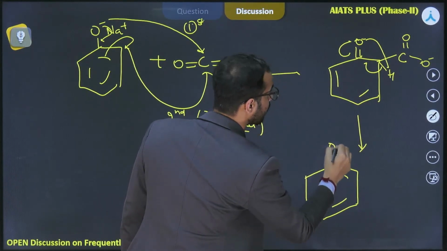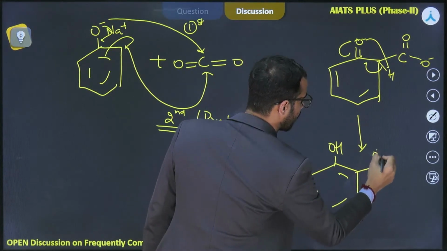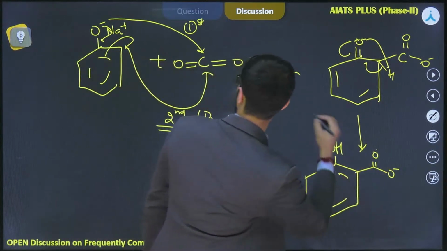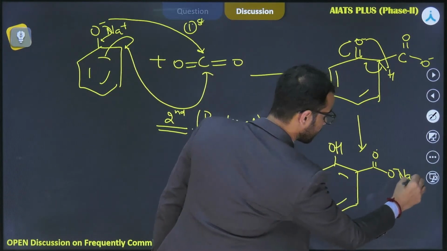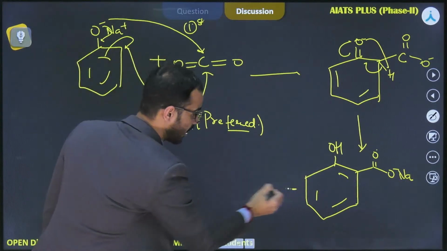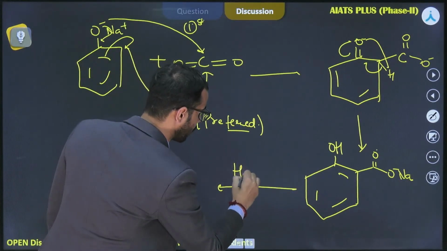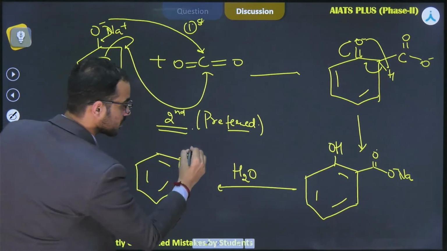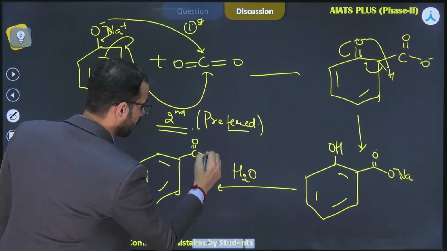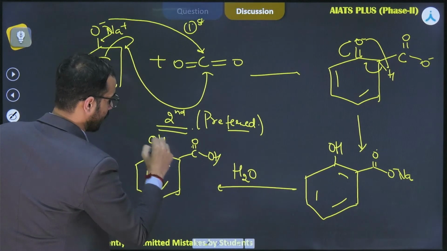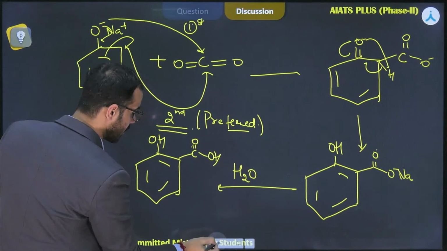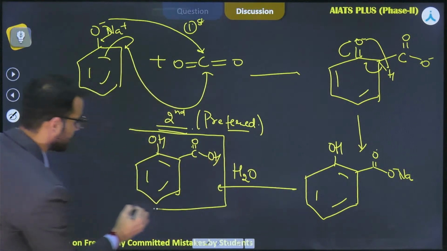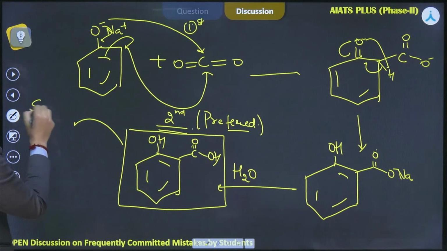You will be having O-H, C double bond O minus, and there will be the presence of Na, the sodium salt of salicylic acid. And now you are reacting with water, you will be having C double bond O, OH and OH. This will be the final product of this reaction. This is simply salicylic acid.